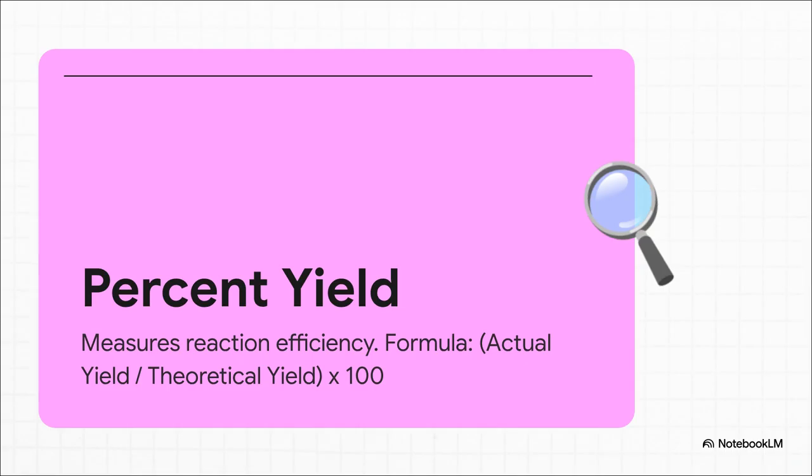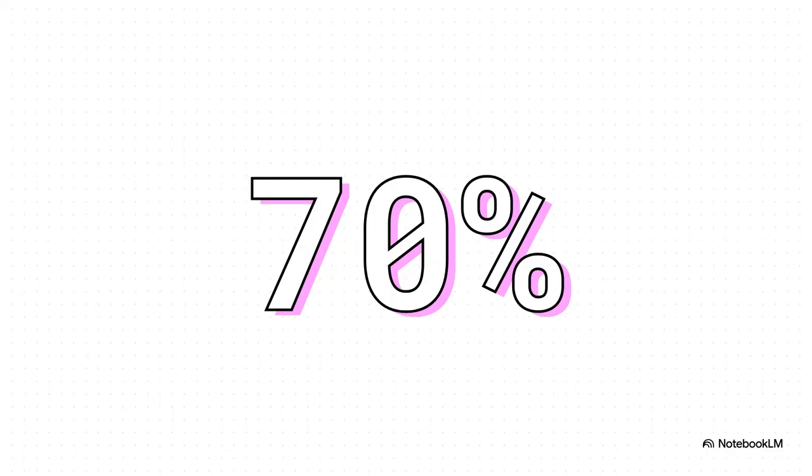So the percent yield just tells you how well you did. How close did you get to that perfect score? So, let's say your math told you that you should have gotten a perfect 10 grams of product. But then you go into the lab, you do the reaction, you weigh your final stuff, and you only got 7 grams. You plug those numbers into the formula, and you get this: 70%. Okay, so it's not 100.